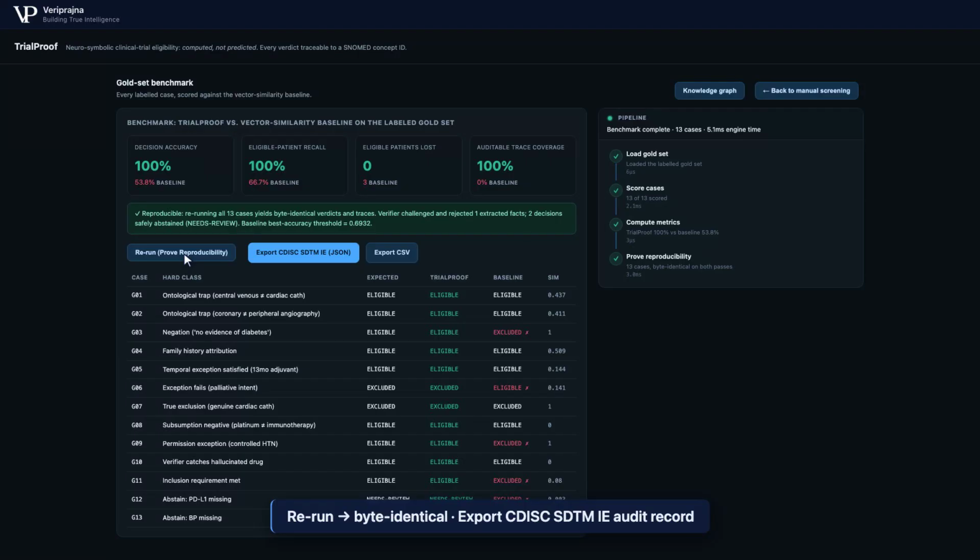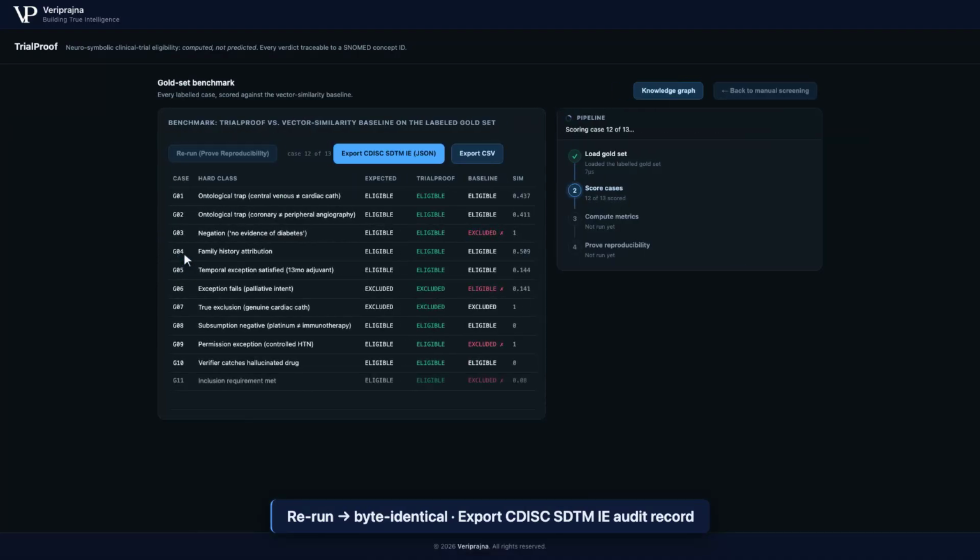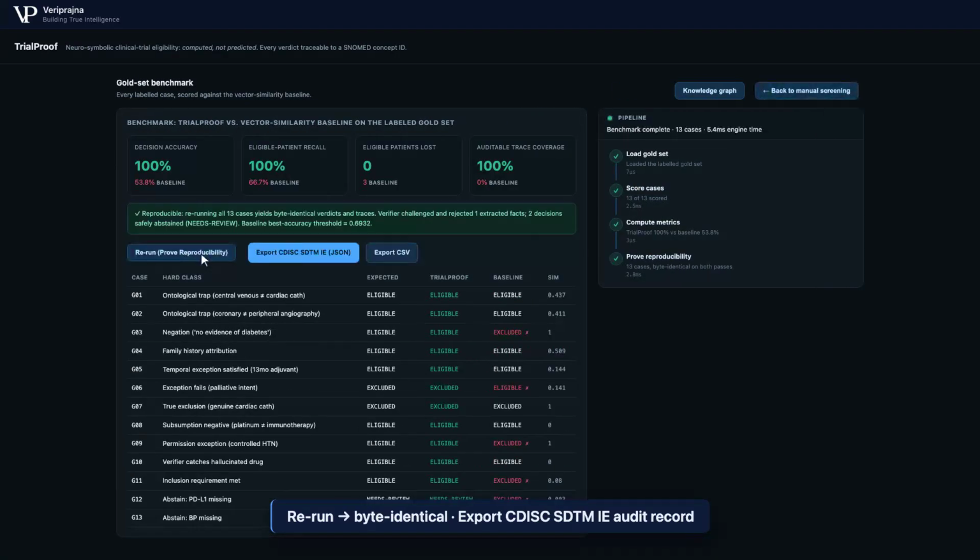Because the decision is deterministic, it is also reproducible. Rerun the whole gold set, and the output is byte for byte identical. Then export it as a CDISC SDTM inclusion-exclusion record, the audit file a sponsor actually has to file. Same input, same verdict, same trace, every single time.